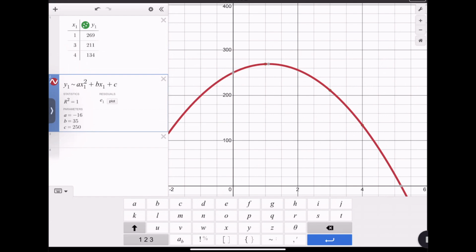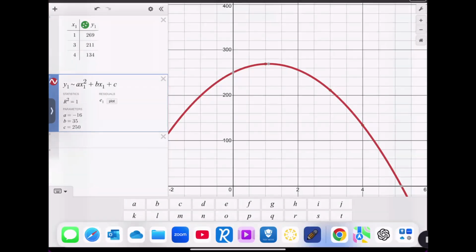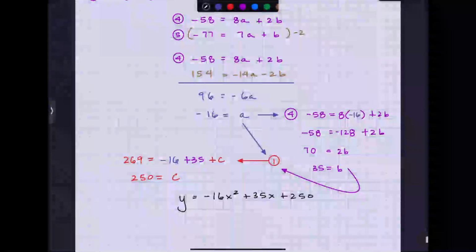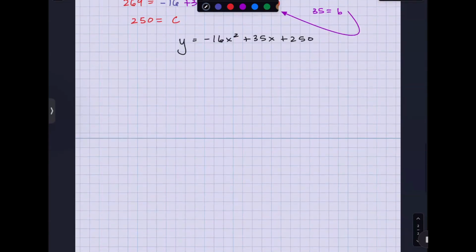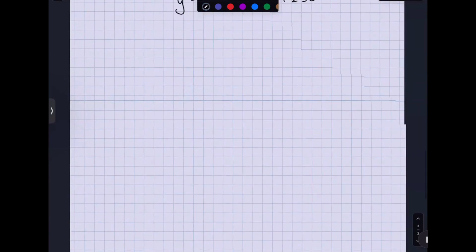Okay. And our A, B's, and C's came out correct, right? Any questions there? All right. Let's get into the new stuff. The stuff that you're going to love.